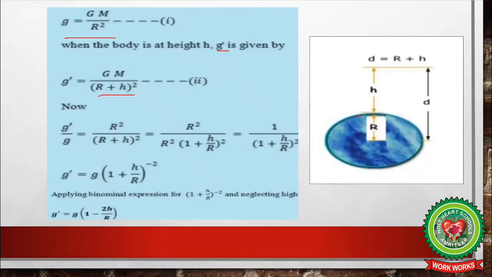Now by dividing equation 2 by equation 1, we get R square upon R plus h whole square. Taking R square common from the denominator, we get 1 plus h upon R whole square, so this R cancels and we are left with 1 upon 1 plus h upon R whole square. By taking its reciprocal, we get that g dash is equal to g into 1 plus h upon R whole raised to the power minus 2.